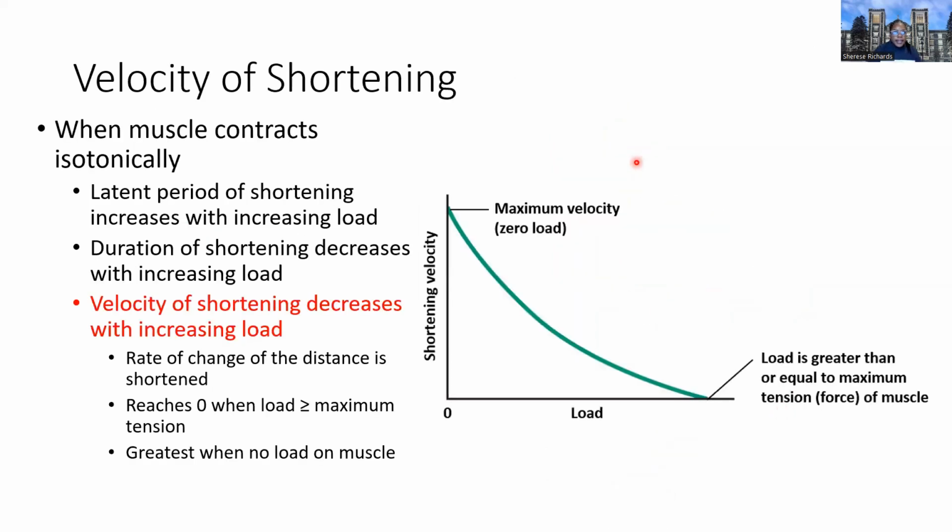All right. Now, the last thing that we're going to discuss here is the velocity of shortening. So when the muscles contract isotonically, we want to think about how quickly that contraction occurs. So the latent period before the shortening is going to increase as the load increases. Okay, what does that mean? As I'm lifting a heavier load, the time that it takes for the machinery to get warmed up is going to increase. So as the load increases, the latent period too will increase.